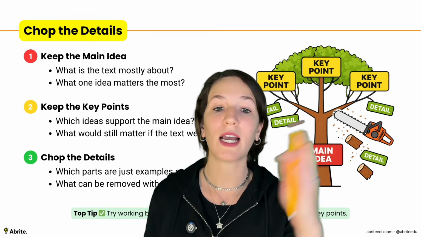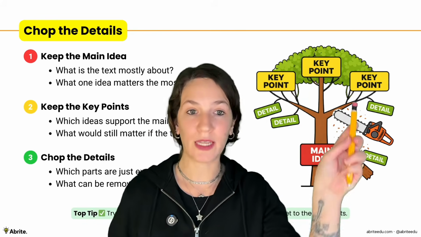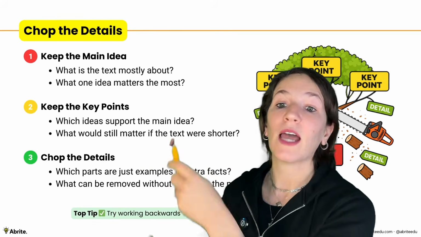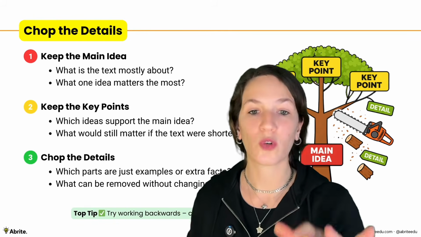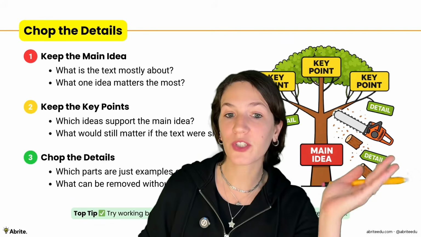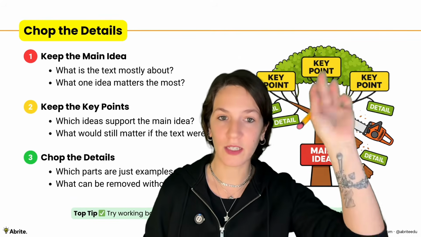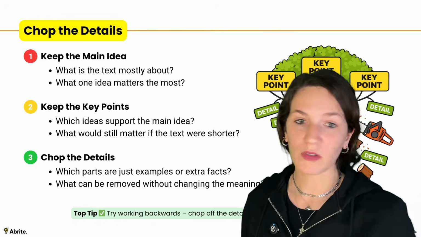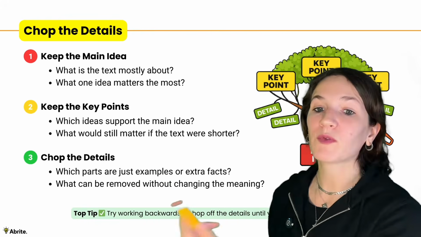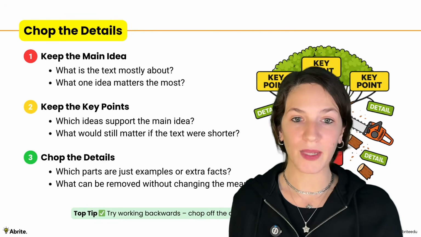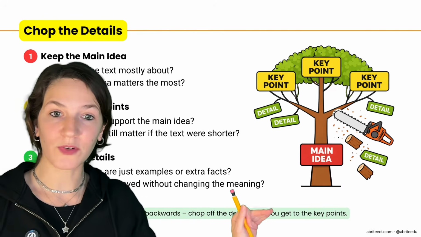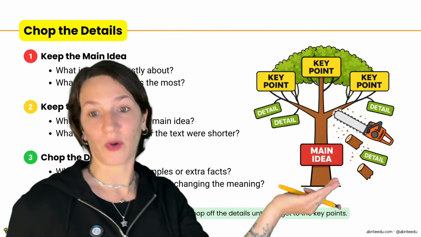And what is the one idea that matters most? To find your key points, you can ask yourself, which ideas support the main idea, and what would still matter if the text were shorter? And finally, to make sure that you're chopping off the details and not key points or main ideas, you can ask, which parts are just examples or extra facts, and what can be removed without changing the meaning? If you want, you can actually work backwards, so you can chop off the details first until you get to the key points and the main idea.